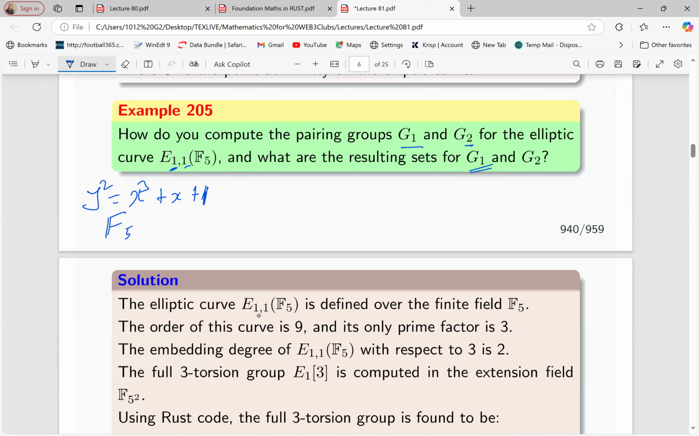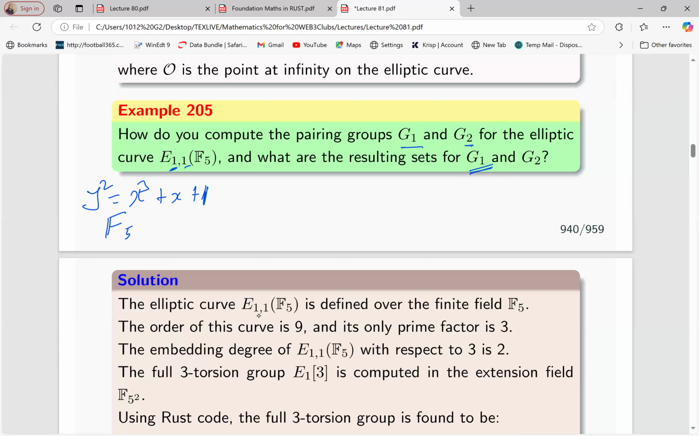Now to get G1 is very easy. We had done this before. For you to get G1, the first thing you do is to find the embedding factor. And then you can come up with the extension. After you have gotten the embedding factor, it will assist to get the full torsion group. But this we had already done. When we did that, we found that this elliptic curve has 9 points. So its order is 9, and the prime divisor of the order is 3.